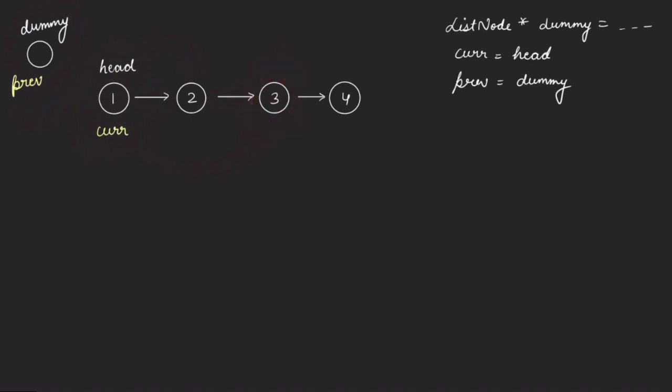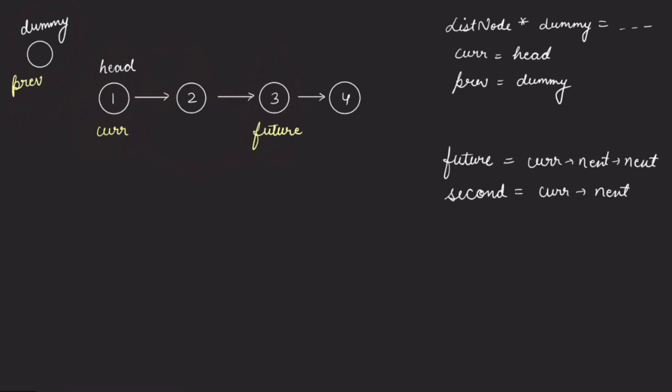So we will take a ListNode named future, and in that we will store current's next. So future will be pointing to node 3. Now that I have reference of these nodes, I want reference of this node. Let's call it the second node. This is the current node, this is the second node. So let's take a pointer second. What it will store? Current's next. So second is pointing to node 2.